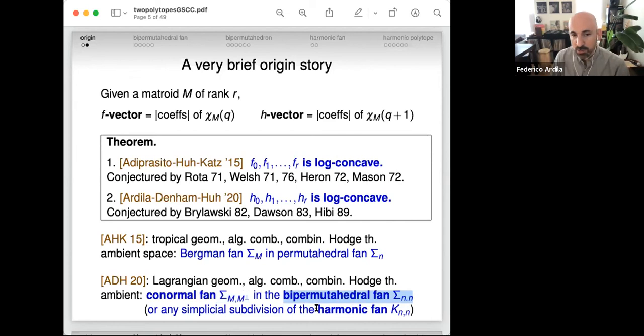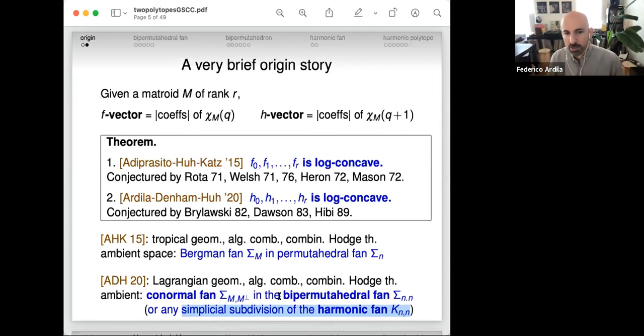Now, we could do this actually for the harmonic fan or for any simplicial subdivision of the harmonic fan, and that would lead to a parallel theory. So instead of biflats, you would get, I don't know, what is a harmonic triple for a matroid? I think there probably is a notion of a harmonic triple for a matroid, which is explaining how the conormal fan interacts with the harmonic fan.